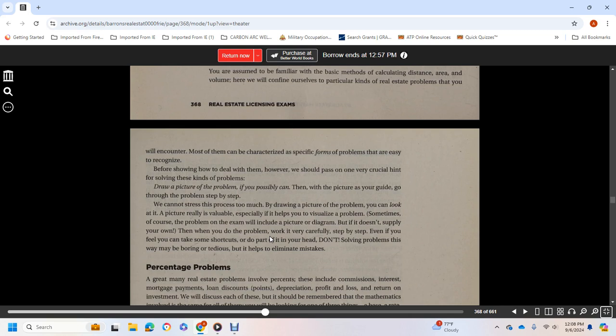With the picture as your guide, you can go through the problem step by step. We cannot stress enough the value of drawing a picture of the problem. It helps you visualize the problem. Sometimes, of course, a problem on an exam includes a picture or diagram, but if it doesn't, supply your own. When you do the problem, work very carefully, step by step. Even if you feel you could take shortcuts and do it in your head, don't solve the problem this way. It may be boring and tedious, but it helps eliminate mistakes.